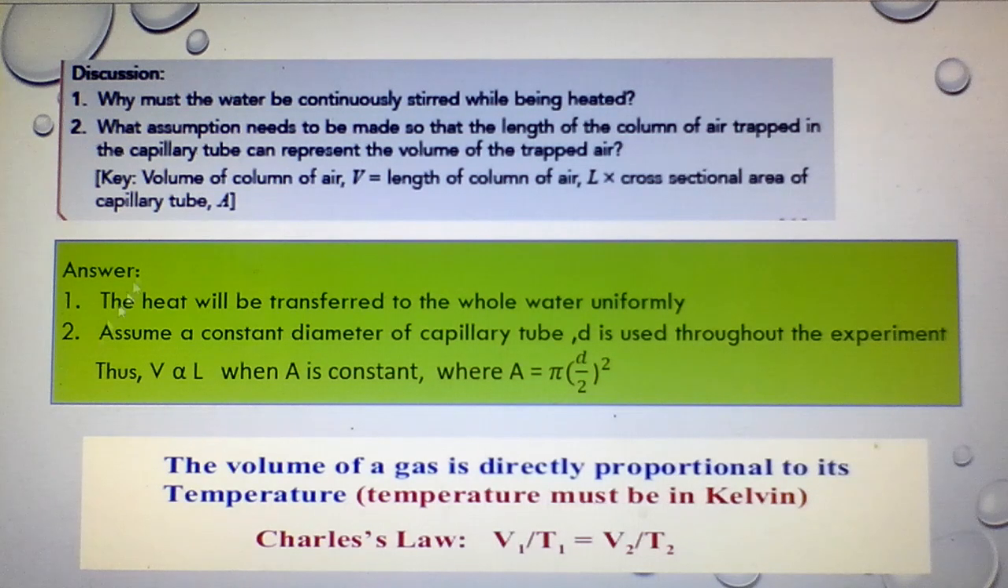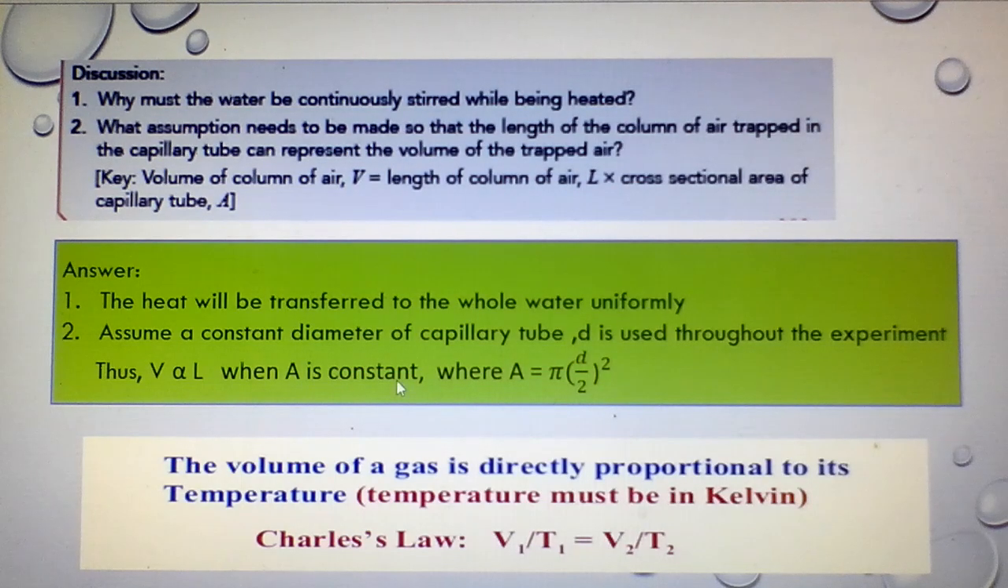Number two, what assumption needs to be made so that the length of the column of air trapped in the capillary tube can represent the volume of the trapped air? There is a keyword given here, volume equals L times A. So we assume a constant diameter D of the capillary tube is used throughout the experiment. Thus we have volume directly proportional to the length of air column trapped.